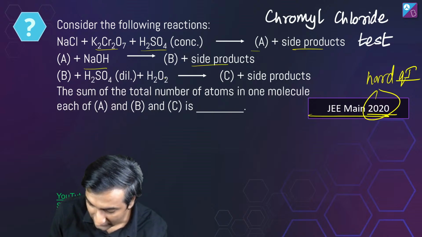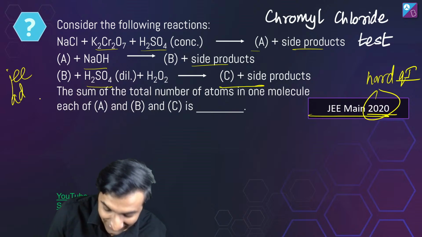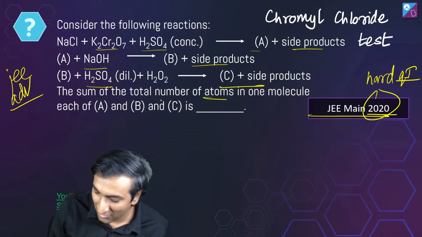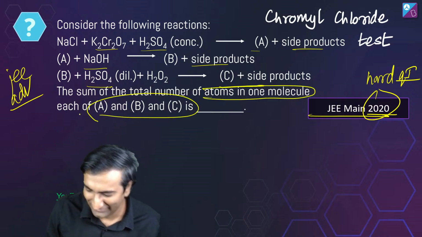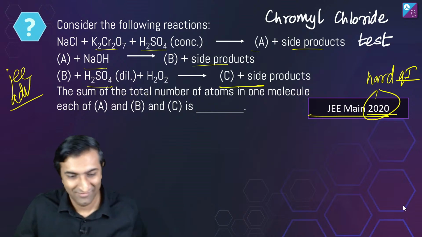This reacts with NaOH, gives you something as side products. This reacts, gives you this. This looks like a JEE Advanced question. Such antics normally happen in JEE Advanced, but okay, you have to count the number of atoms in one molecule of each of these, which is such a weird thing to do. Count the number of atoms, but do it, count the atoms.